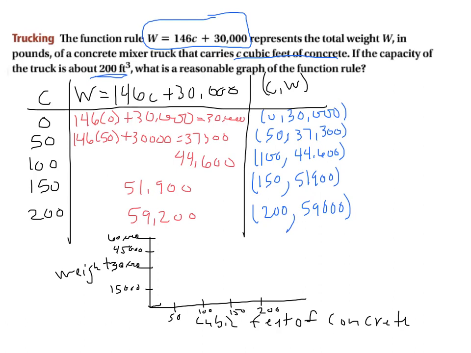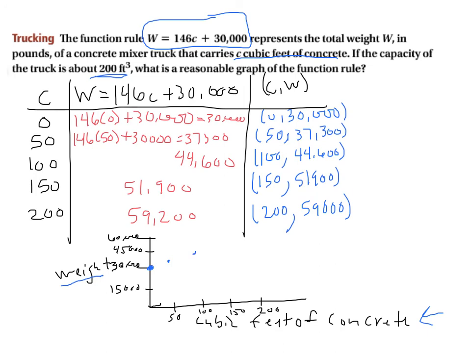Right now I want you to pause the video and fill out the rest of the table by yourself. So these are the points that you should have come up with, and now I drew a graph, and make sure you label. So my y-axis would be my weight, so I labeled that, and then my x was my cubic feet of concrete. So my first point is 30,000. So I'm going to plot that point, and at 50 it was 37,000, so just a little up.